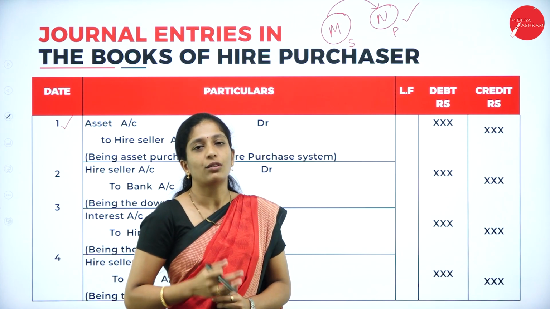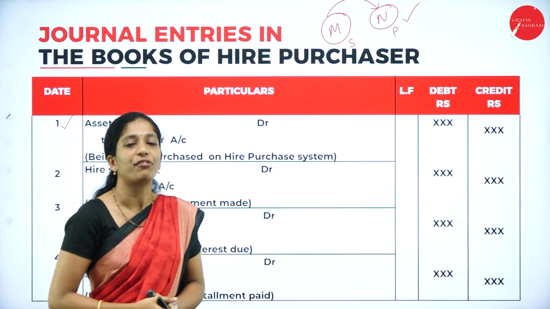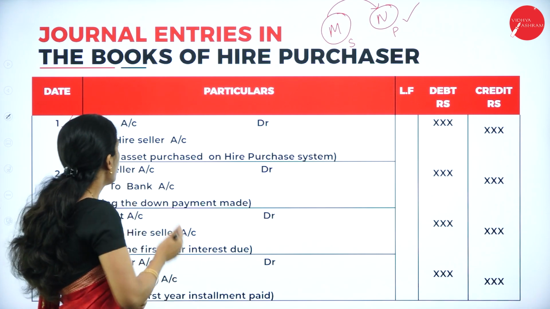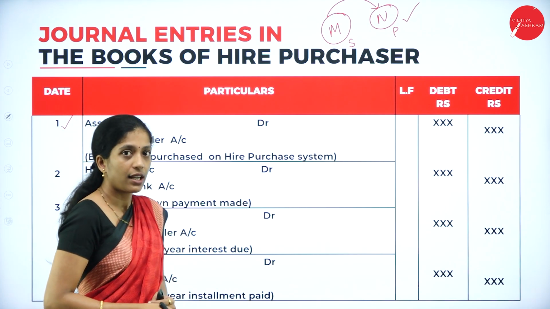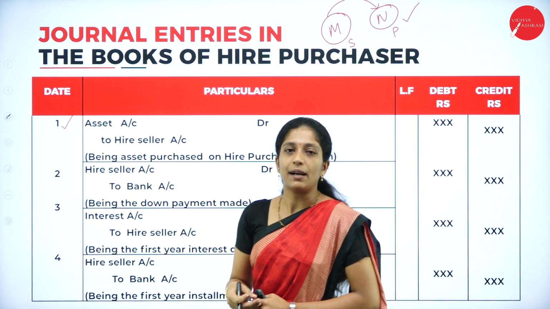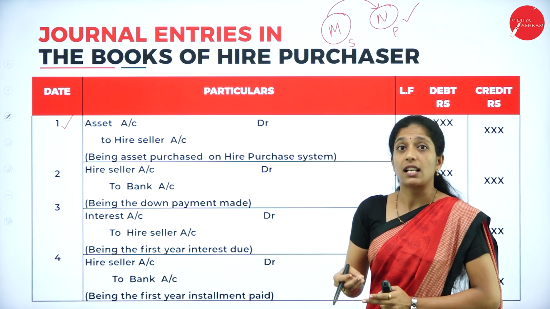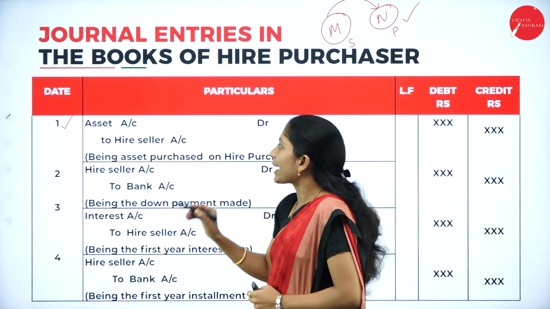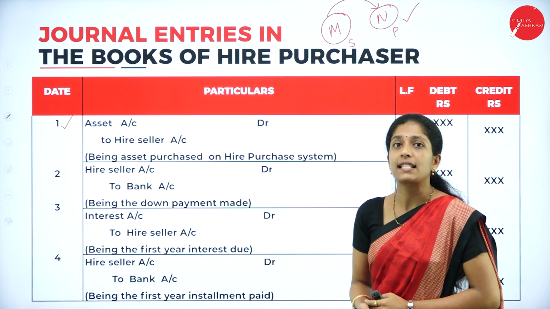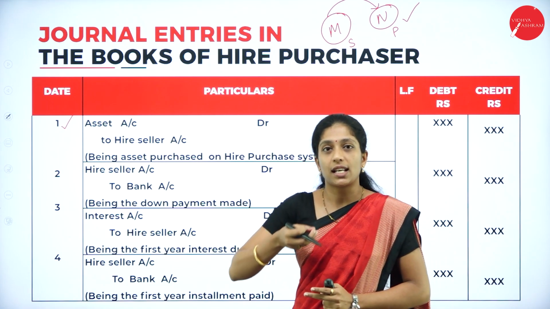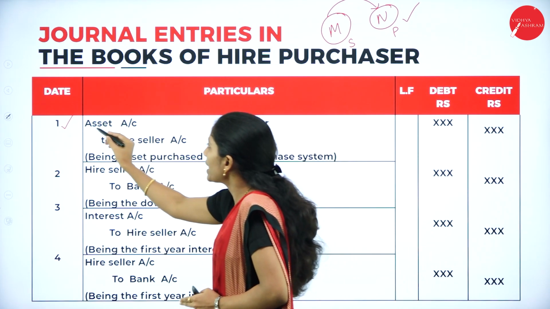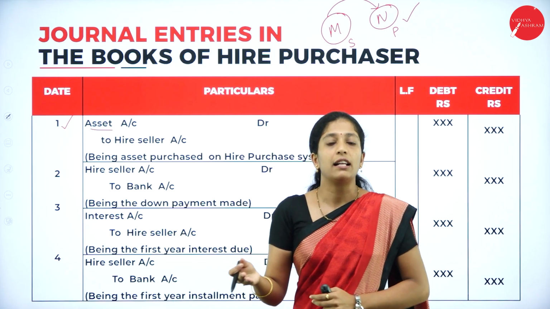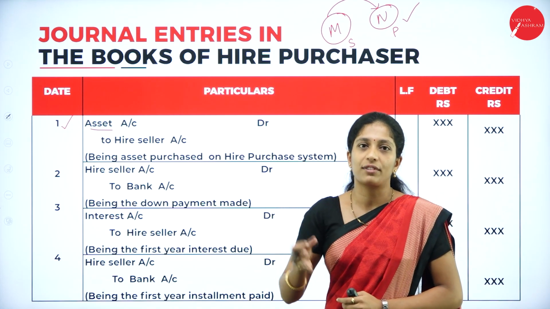Now we shall go through the journal entries in the books of hire purchaser. Now what is your first journal entry? That is in the books of hire purchaser. Now the hire purchaser is receiving the goods, right? So what is the entry? Asset account debit to hire seller account. Now hire purchaser is receiving the goods, so debit asset account. It may be car or furniture, any asset.